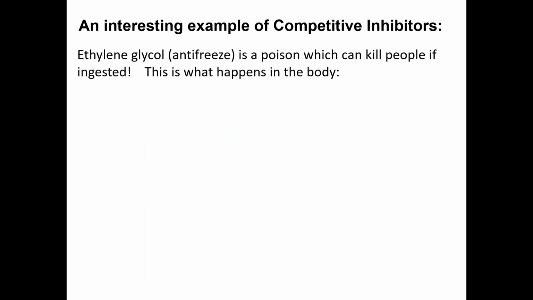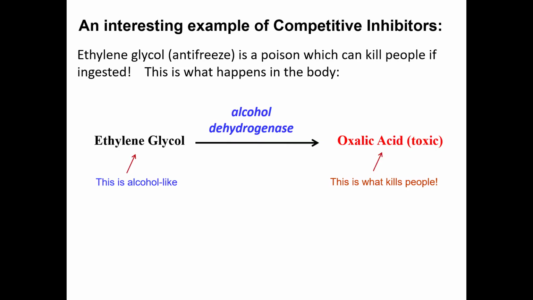Ethylene glycol, which is used as antifreeze in car radiators, is actually a poison which can kill people if it is ingested. This is what is happening. You have alcohol dehydrogenase that is responsible for metabolizing ethanol or alcohol in the body, and the ethylene glycol looks like alcohol and gets converted to oxalic acid, which is toxic, by the alcohol dehydrogenase. Oxalic acid is very toxic and can kill people.